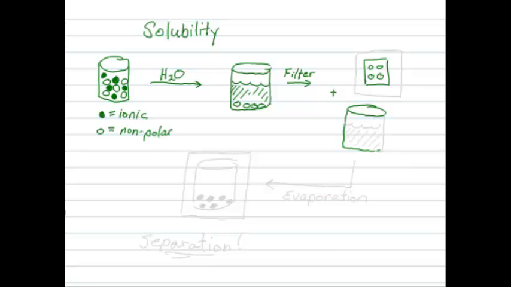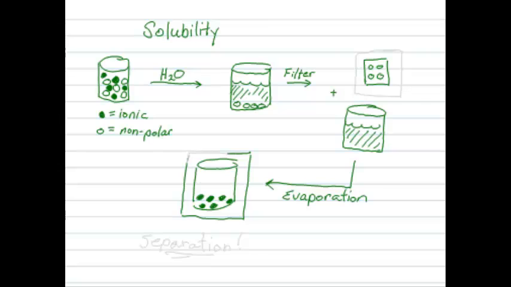And if we were to filter that off, we would be able to remove that liquid from the solid material. Now, the liquid that remains after the filtration can then be evaporated. And once the water is removed, we can separate out or just crystallize out those dark circles which indicate the ionic compound.